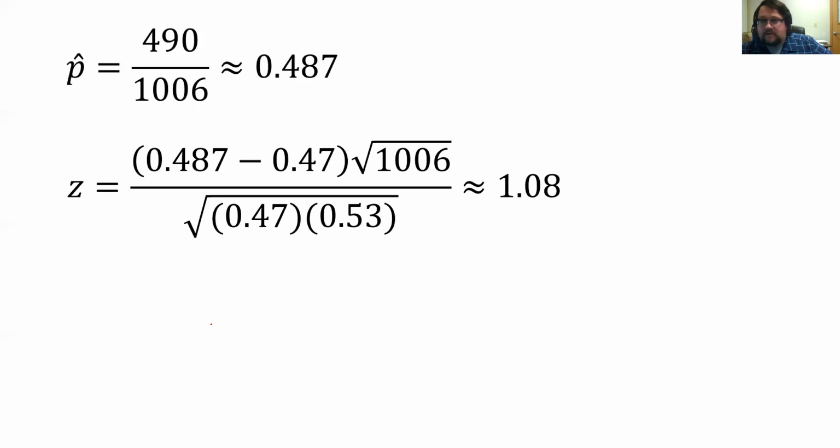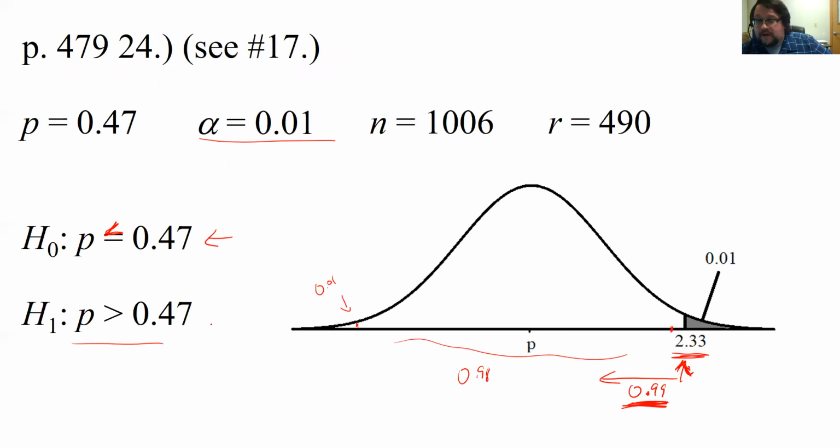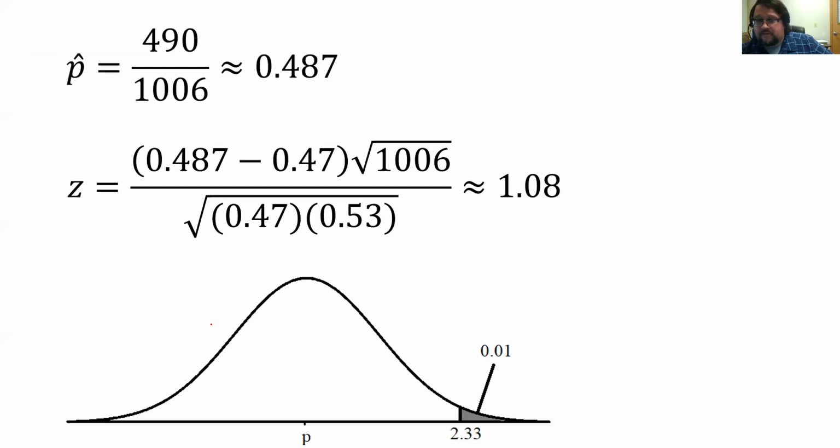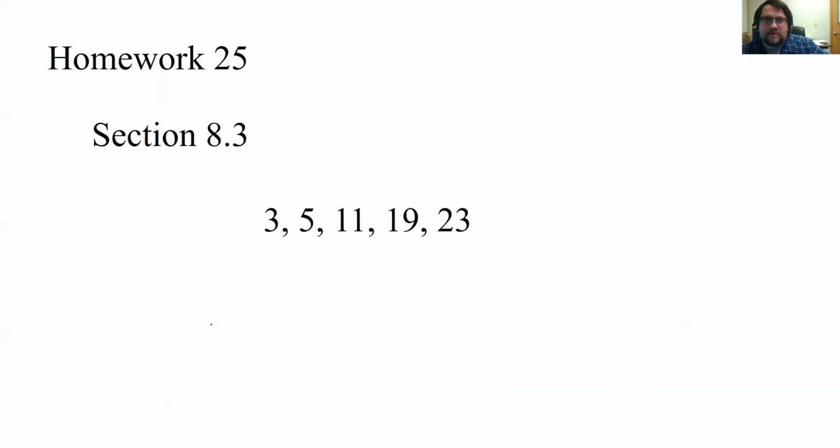And how does that compare to our cutoff? Going back here, our cutoff was 2.33. We got 1.08. Don't reject the null hypothesis. We didn't get far enough away from the predicted proportion to make that claim that this group is more devoted to their brand loyalty than normal. Okay, so there you go.